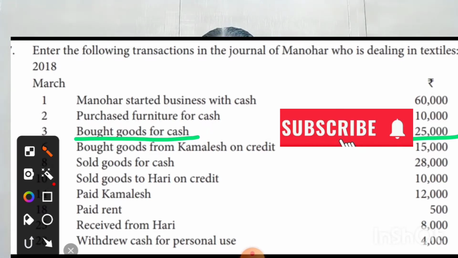Now listen here. What is the question? On March 3, bought goods for cash. Purchased goods for cash, rupees. How much rupees? 25,000. Look at here. What do we come to know? What are the two accounts affected?